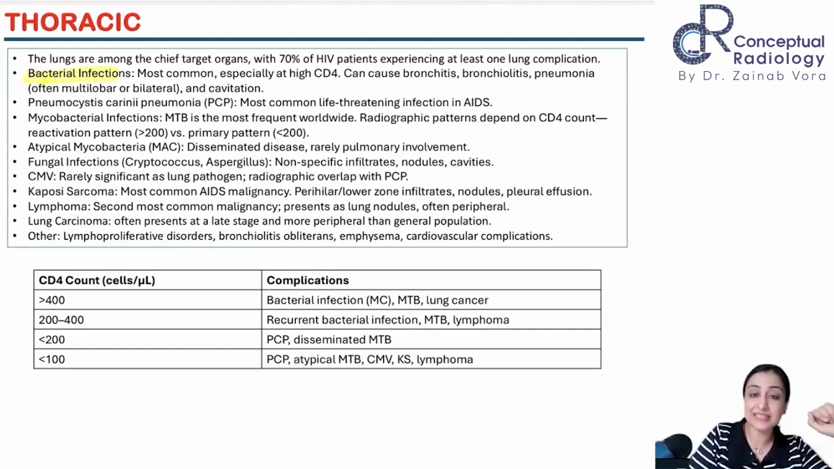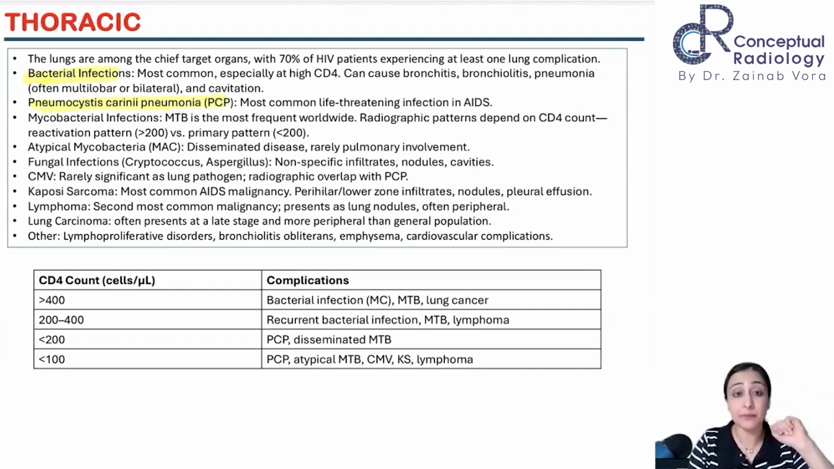So bacterial infections are the most common. Same thing, pneumococcus, staph aureus, all right? PCP pneumonia, very, very typical, very important. You will not study PCP anywhere else. Mycobacterial, yes, but now we have to take into account atypical mycobacterium as well.